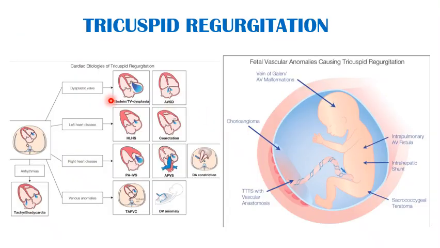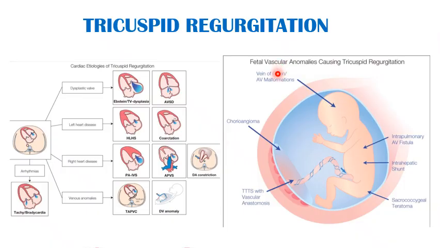Now to summarize, in cardiac etiologies, it can be seen in arrhythmias or it can be associated with dysplastic valves like Ebstein anomaly, tricuspid valve dysplasia, or AVSD. It can be seen in left heart obstruction like HLHS, coarctation, in right heart obstruction like pulmonary atresia with intact ventricular septum, absent pulmonary valve syndrome, and DA constriction. In venous anomalies, we can see DA PVC and ductus venosus anomalies.